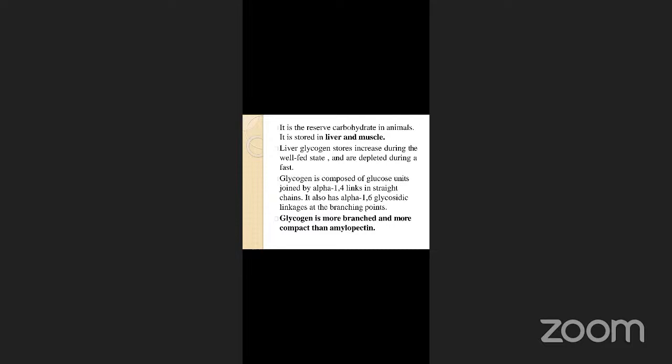When we eat more, after utilizing enough calories, the excess amount will be stored in the liver and muscle. Whenever we fast, that glycogen will be utilized. It also has glucose molecules, but again branched. In each branch you will have 1,4 linkages, whereas at the branching points you will have 1,6 linkages. Glycogen is much more branched than amylopectin.